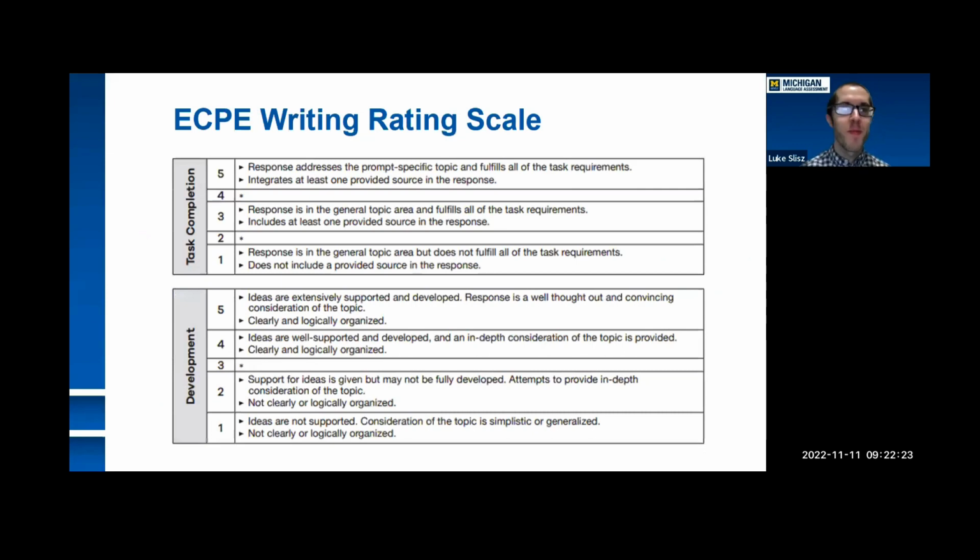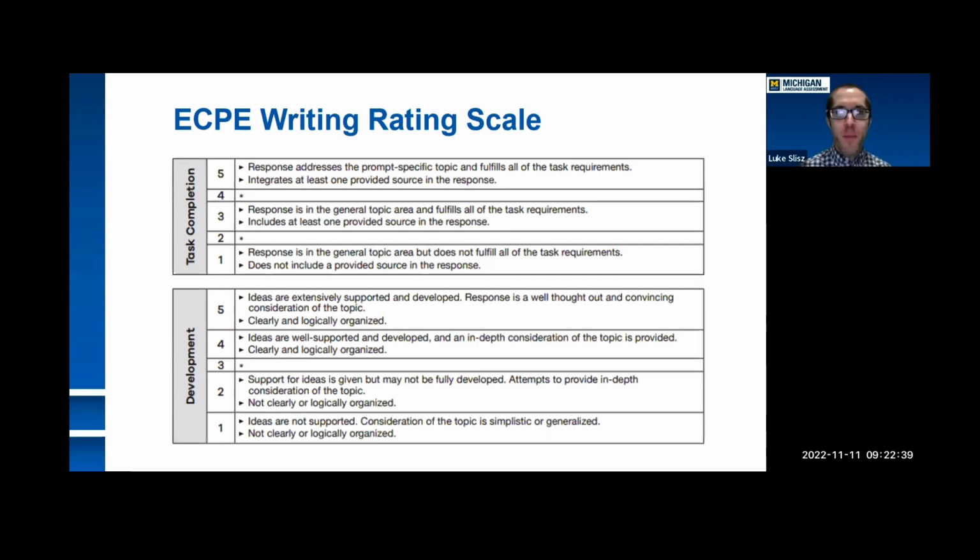Exactly. Yep. So here we have 2 of those areas. Yep. Here we have task completion and development. So these are some of the descriptors that kind of set apart a response that might receive a 5 versus a response that might receive a 1.